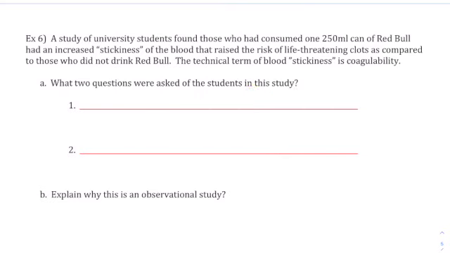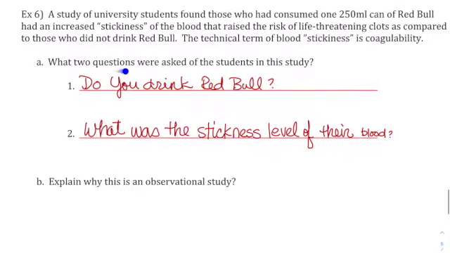Okay. So what two questions were asked of the students in this study? Let's go back and take a look at it. The students are asked, university students who consume Red Bull, and what happened to their blood? Because the Red Bull will cause your blood to get thick, and that causes coagulation, which is coagulability. All right, so let's pause the video and write those things down. That's going to be your explanatory, because that's what you do to your body, and the result, something happened.